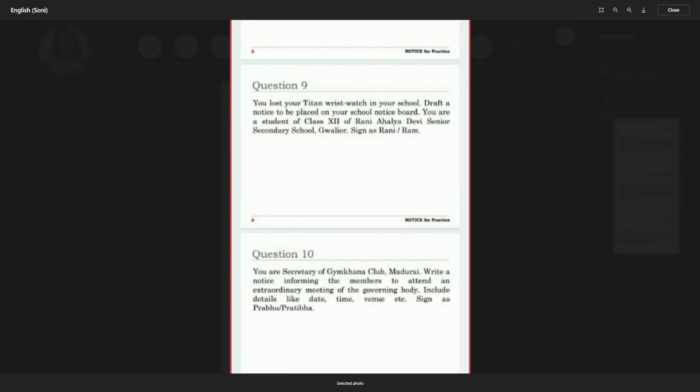Now, second one, you are secretary of Gymkhana Club, Madurai. Write a notice informing the members to attend an extraordinary meeting of the governing body. Include details like date, time, venue, etc. Sign as Prabhu or Pratibha. Now, last one, due to a sudden landslide and inclement weather, St. Francis School, Vasco has to be closed for a week. As principal of that school, draft a notice to be displayed at the school main gate notice board. Right?